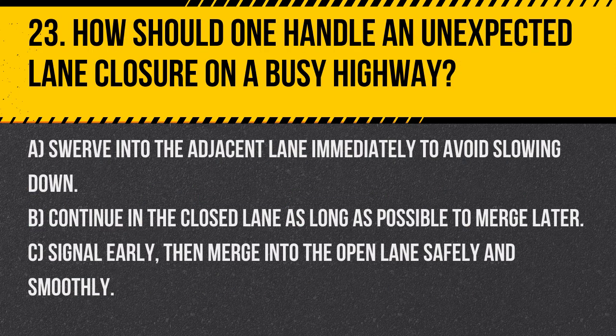Question 23. How should one handle an unexpected lane closure on a busy highway? A. Swerve into the adjacent lane immediately to avoid slowing down. B. Continue in the closed lane as long as possible to merge later. C. Signal early, then merge into the open lane safely and smoothly.